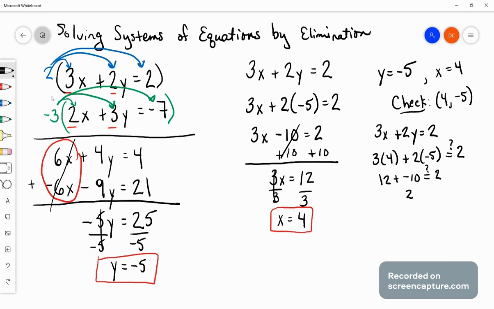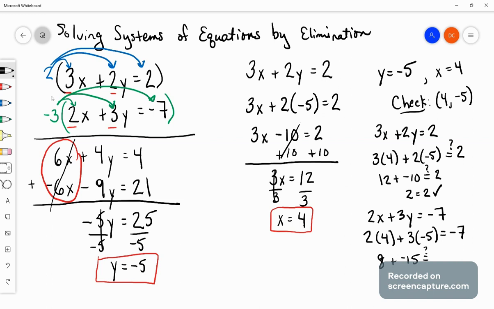So that's 2 equals 2. Check. All right, and we have to just check our other equation. So 2x plus 3y equals negative 7. So 2 times 4 plus 3 times negative 5 equals negative 7. Well, 2 times 4 is 8, plus 3 times a negative 5 is a negative 15.